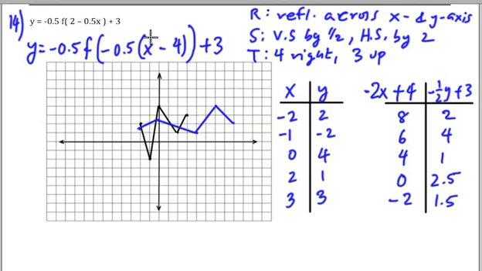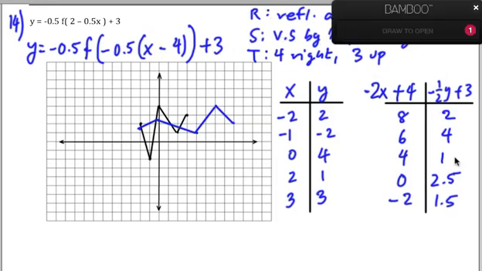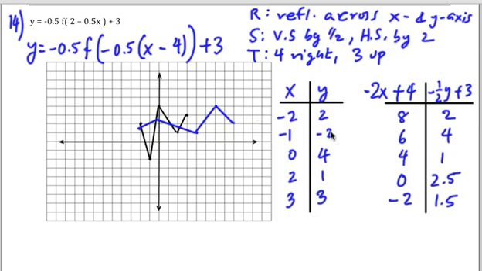So remember, always make sure that you factor first, then you write RST, then you get the set of points, and then you can always draw it out fairly easily.